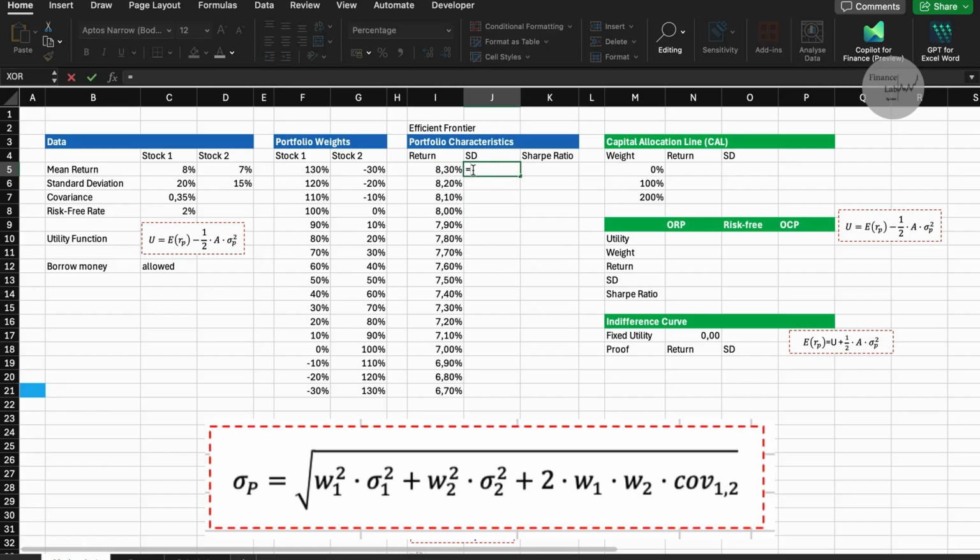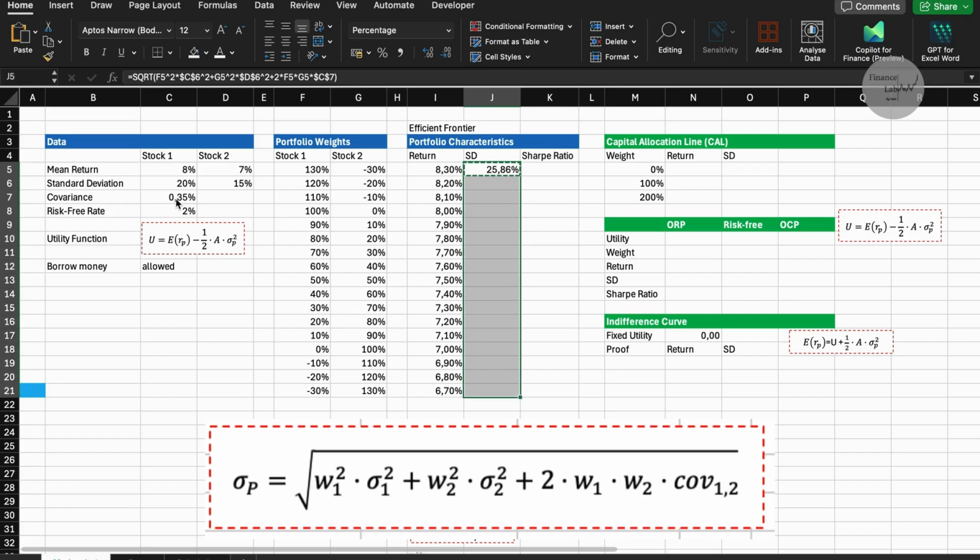Then we compute the standard deviation for each portfolio. The standard deviation of a portfolio is the square root of weight 1 squared times variance 1 plus weight 2 squared times variance 2 plus 2 times weight 1 times weight 2 times the covariance of Stock 1 and Stock 2. Also, make sure to lock the variances and the covariance.